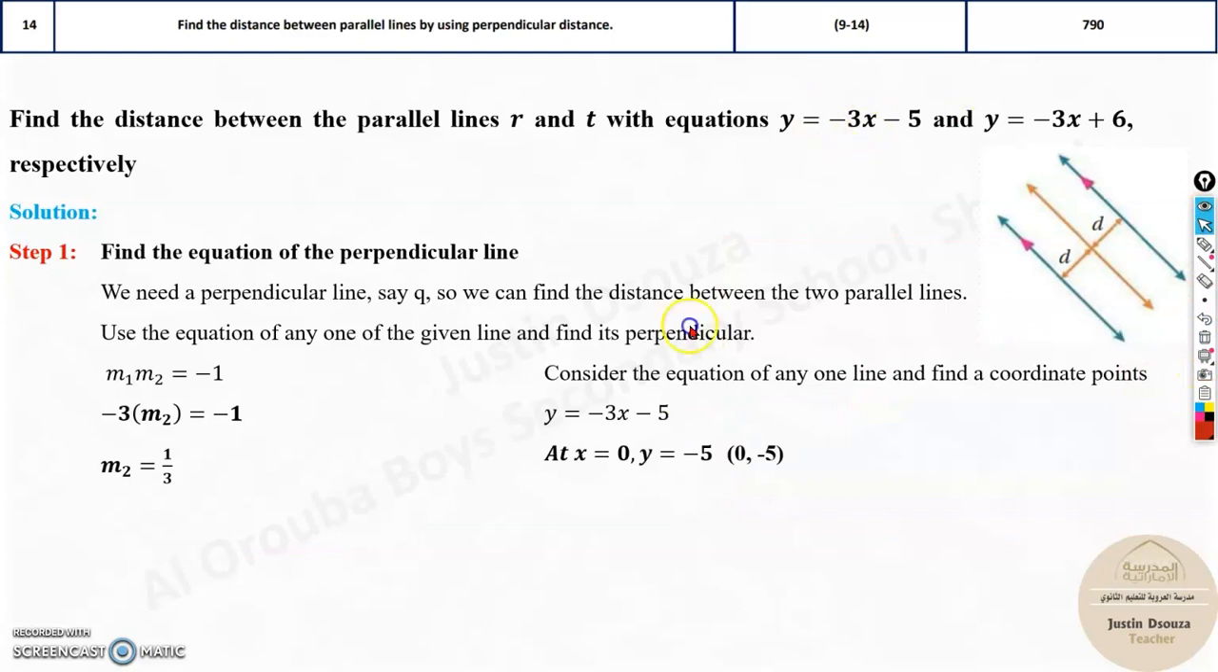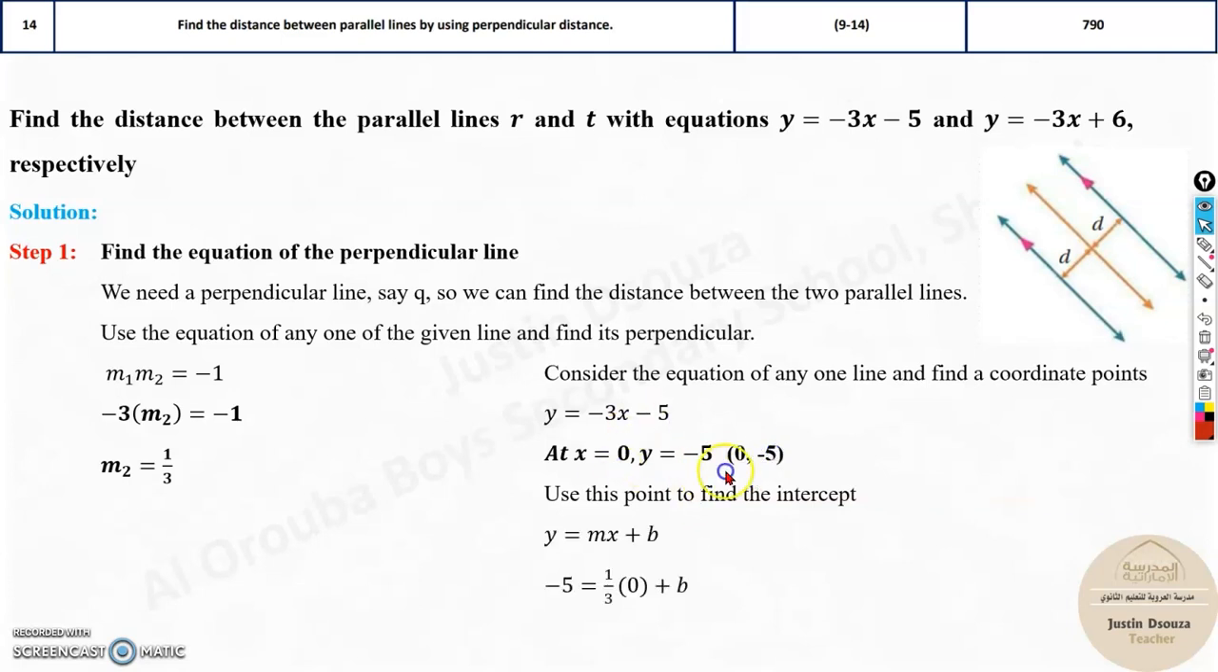So we have considered the first equation, y equals -3x minus 5. Now assume the point at x equals 0. What is the y value? You need to just assume x as 0. You can take x as 1, you can take x as 2, but 0 is the easiest of all, right? So we just take x as 0. When you take x as 0, everything goes off. What is the y value? -5.